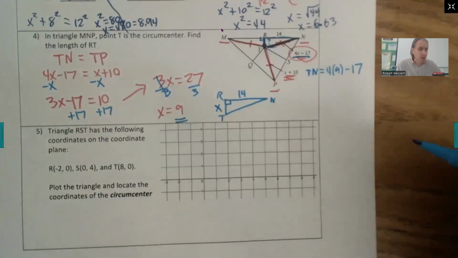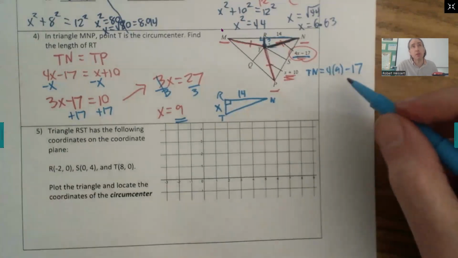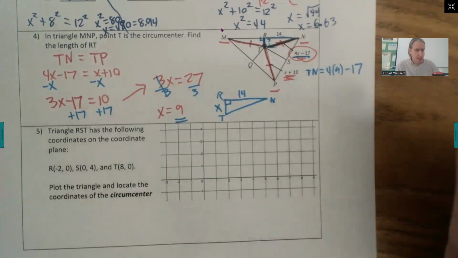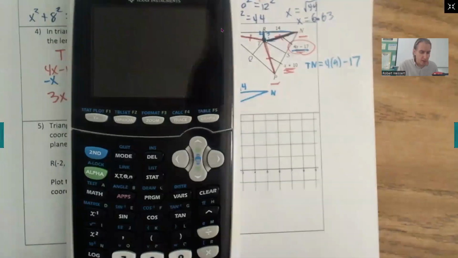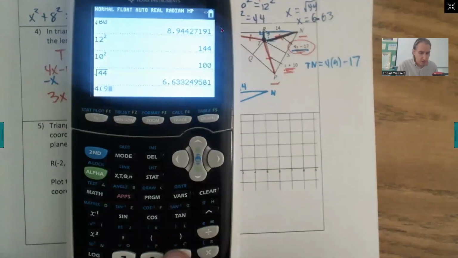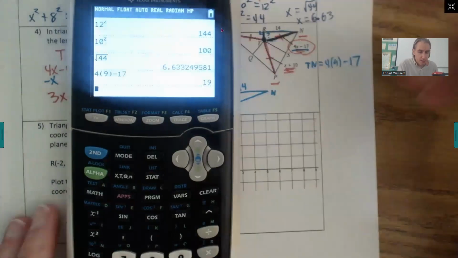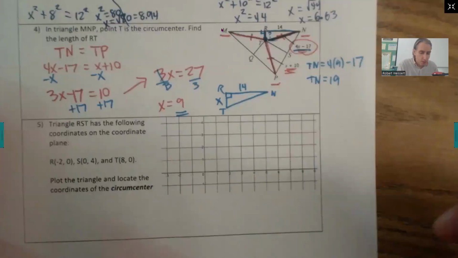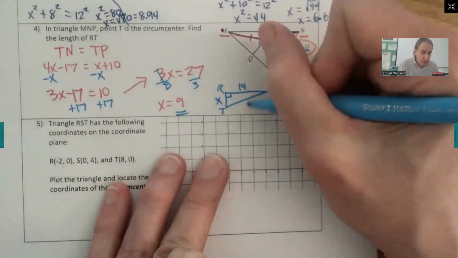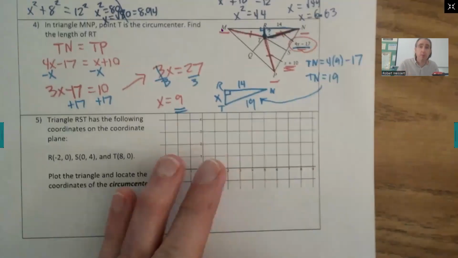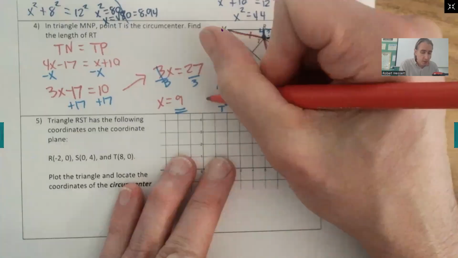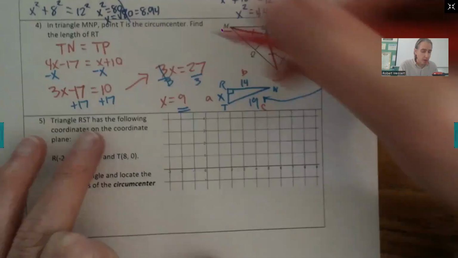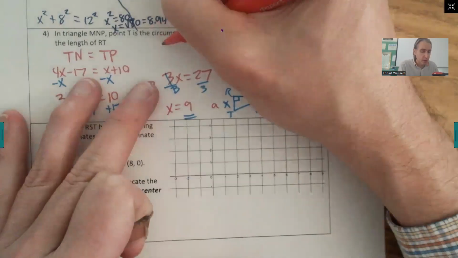What do you get when you plug that in? Well, 4 times 9 is 36. 36 minus 17, that's going to be 19, I believe. We always double check that in our old calculator there. So 4 times 9 minus 17. TN is 19. We'll take that 19 and plug it into the side of the triangle. And now, once again, we can use a squared plus b squared equals c squared. Your hypotenuse is the 19. So we'll set that up. x squared plus 14 squared equals 19 squared.